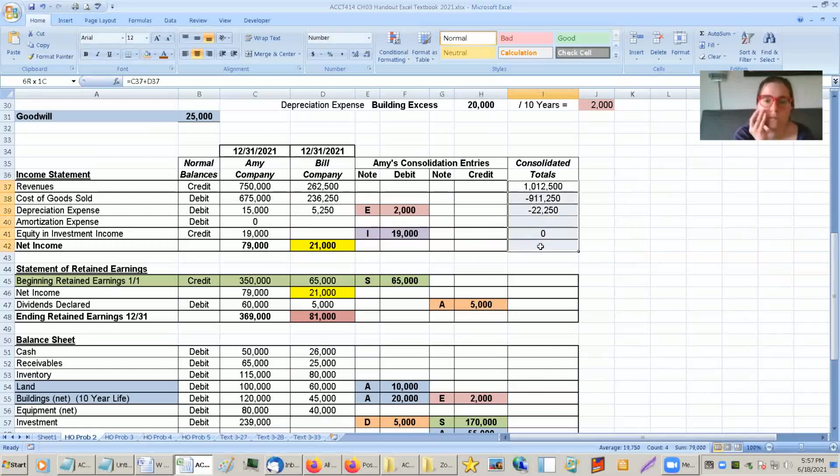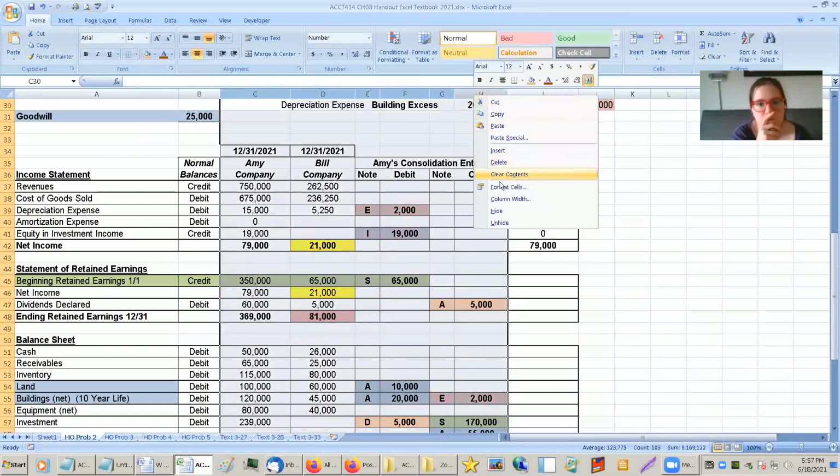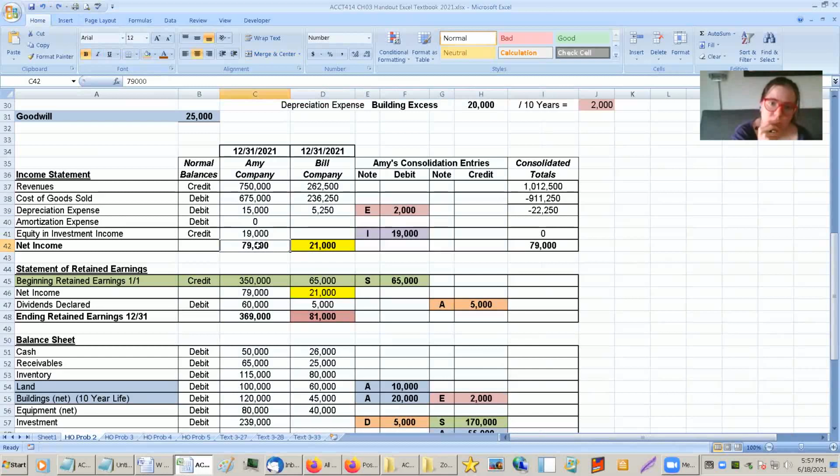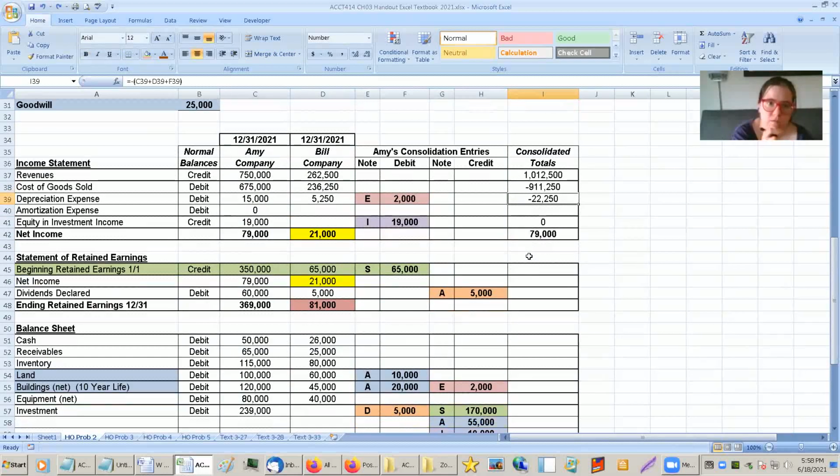Now, if you do this right, it should come out to be 79,000. It should come out to be the same as that. Yay. Because we already accounted for that income and all that. But you'll notice that these consolidated numbers are larger. And so when we do the consolidation, even though the income would be exactly the same as the Amy company, it'll show the additional sales and cost of goods sold and all that stuff on there.